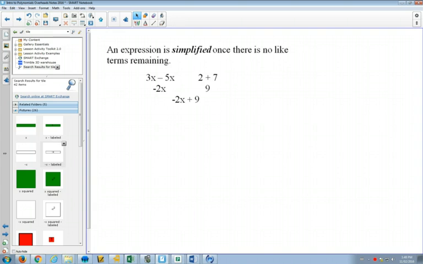We say that an expression is simplified once there's no more like terms. So we started off with 3x minus 5x and 2 plus 7. Since those are like terms, we can just write minus 2x and 9. And so our simplified expression is minus 2x plus 9.